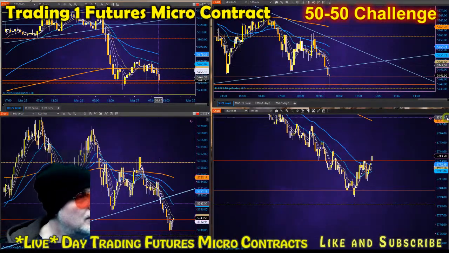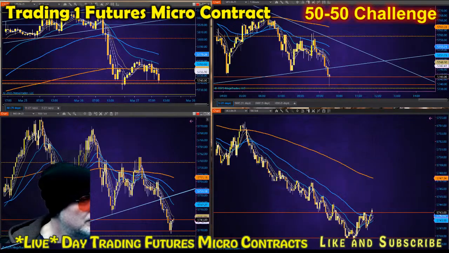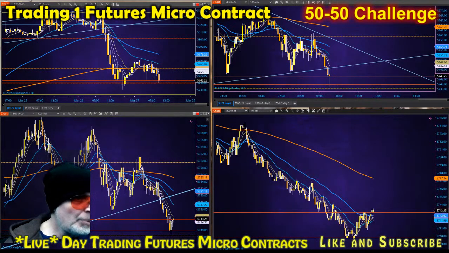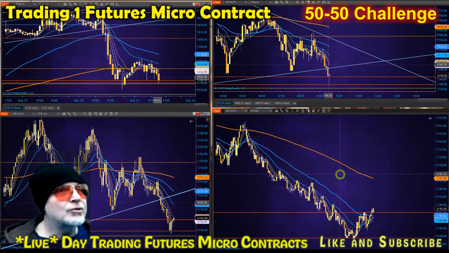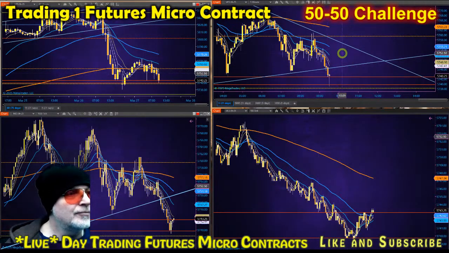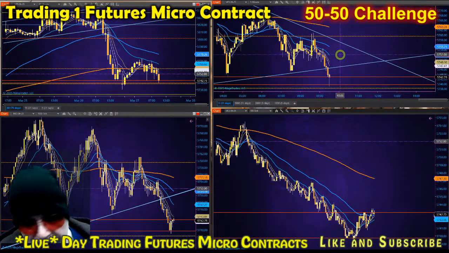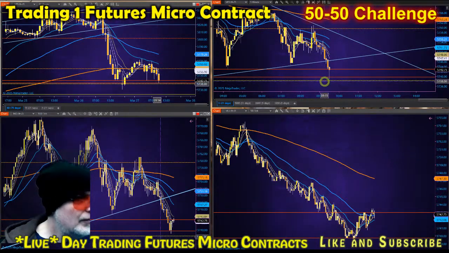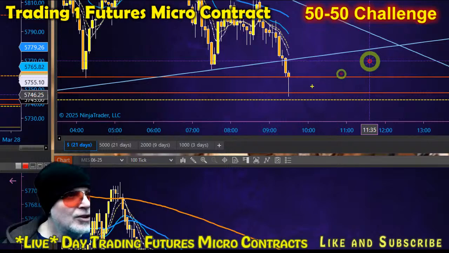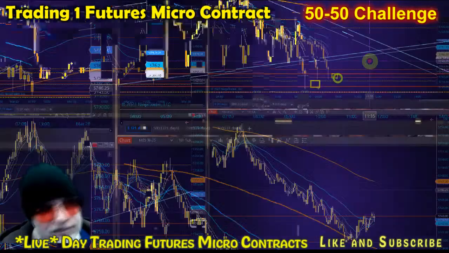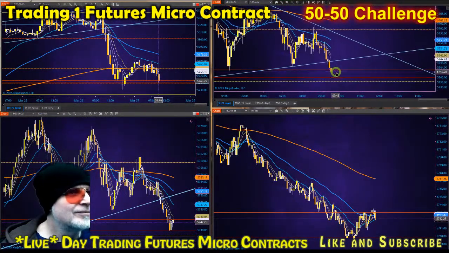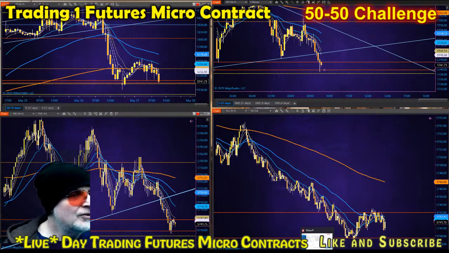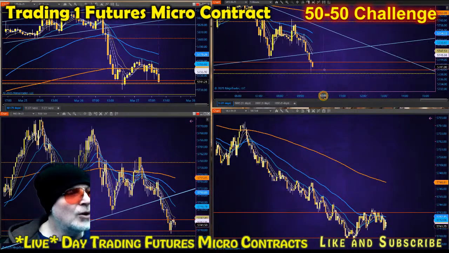Let's see what happens here. It puts in a strong pin tail on the 5-minute chart. That could change things, but bell's about to ring. The 5-minute chart might put in a pin tail. Okay, bell is open. Let's see if it keeps going down.